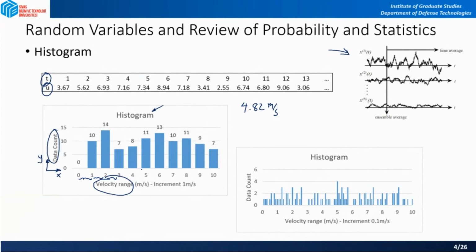I don't have to do it like that. I can resolve it much better. If I resolve it much better, it means I resolve it like this. So I divide it in this second histogram. I made the ranges in 0.1 meters per second increments. So now the question is which one of the PDFs represents these variations best?